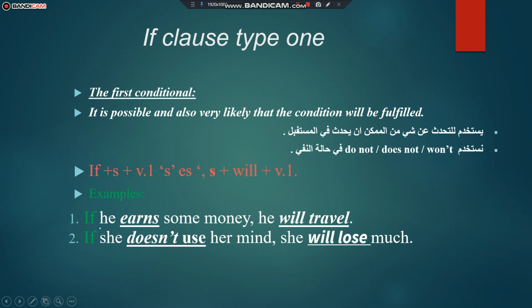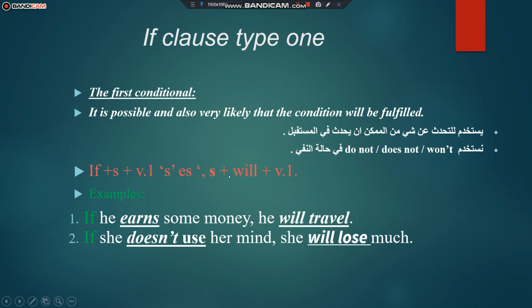Okay يا شباب. Example, if he earns some money, he will travel. Another example, if my sister goes to London, she will learn a lot of English. Okay? So I'm not sure if my sister goes to London, she will learn a lot of English, which means if my sister travels to London or goes to London, she may learn a lot of English. If he earns some money, he may travel.